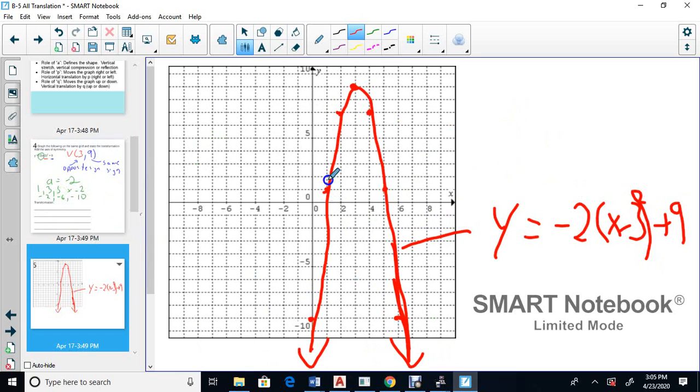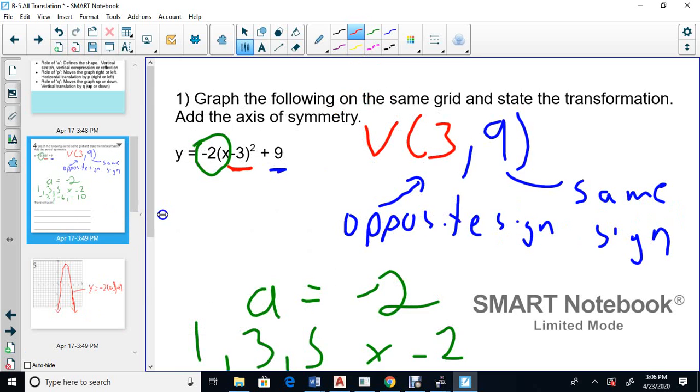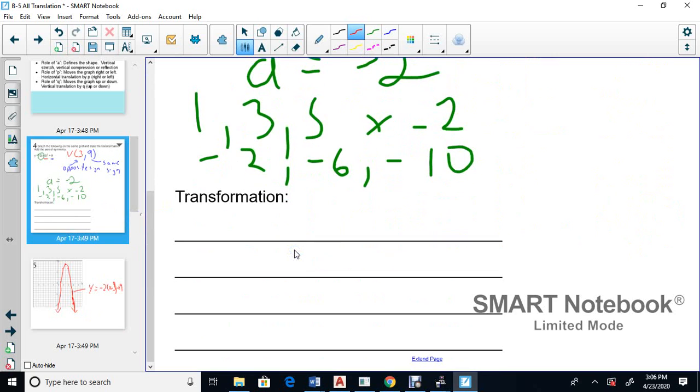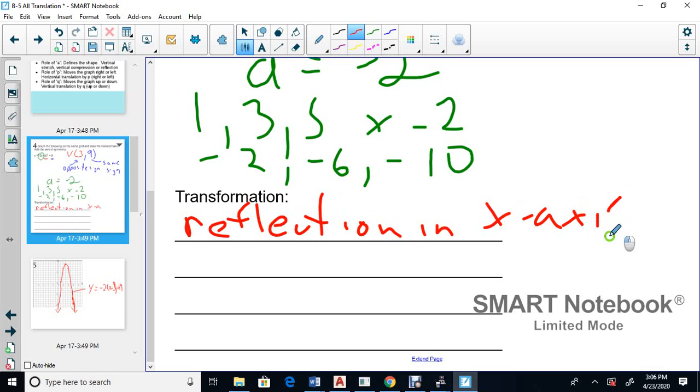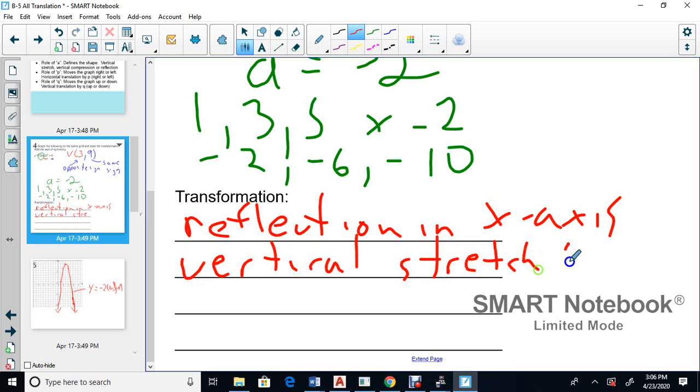And you can tell from the graph how it transforms. So let's look at the a. First we know it's a reflection in the x-axis because it opens down. So we can write that right away, reflection in the x-axis. Okay, the next one, we know that it's stretched by 2. It got stretched out. It wasn't so small, it's stretched out. So we put vertical stretch by 2.